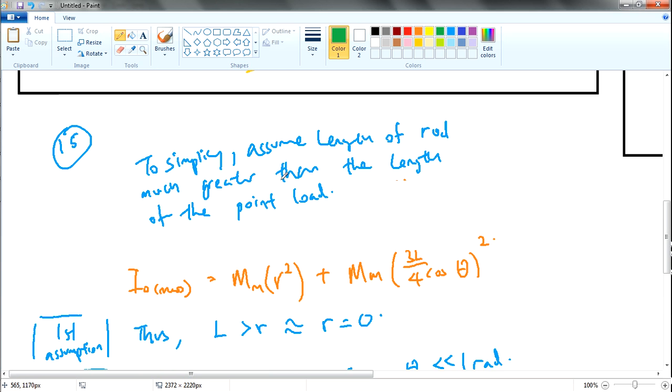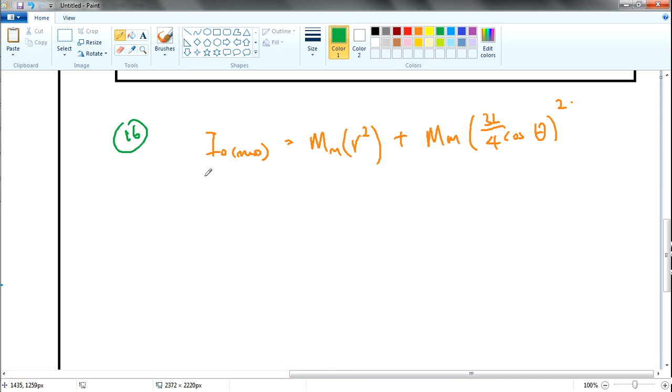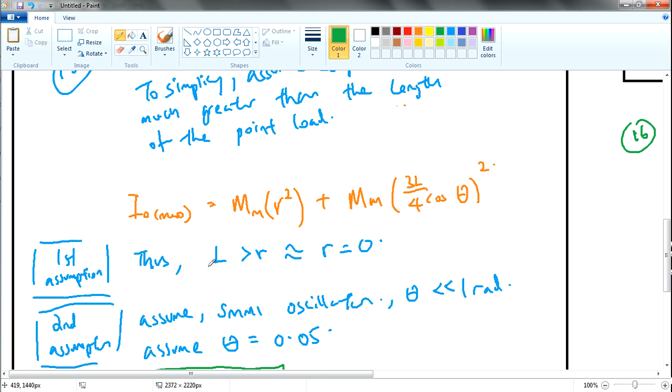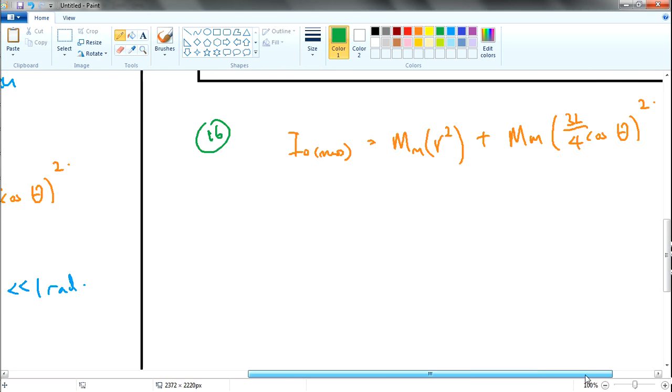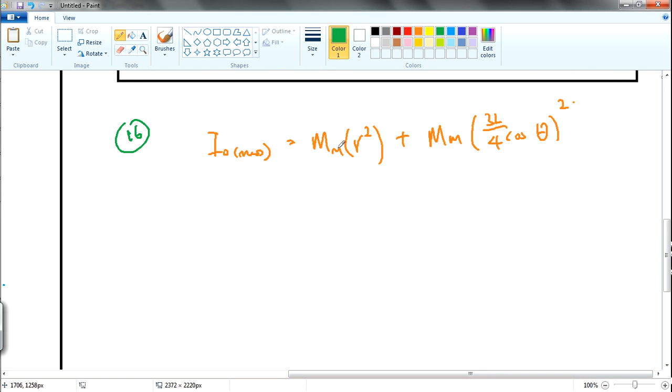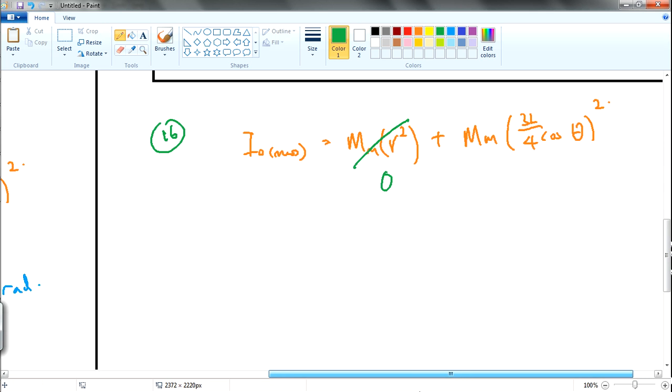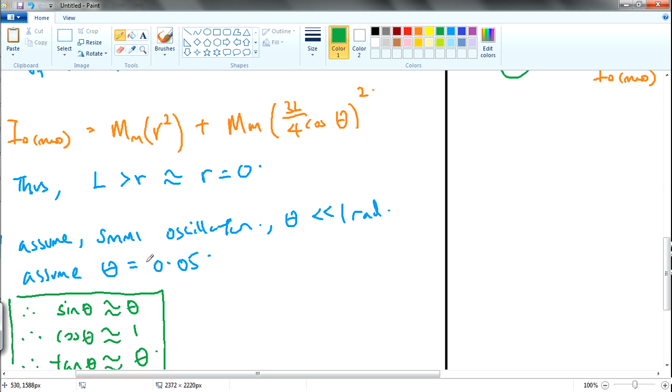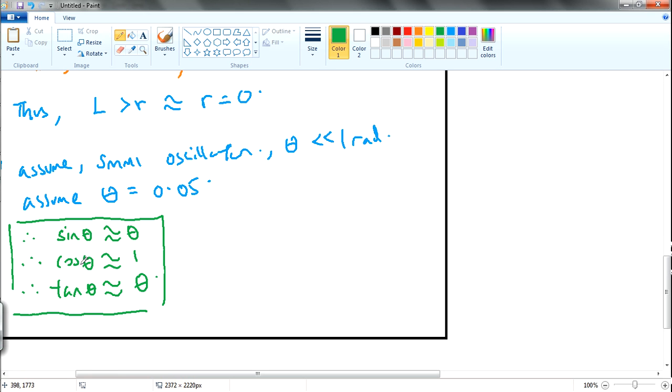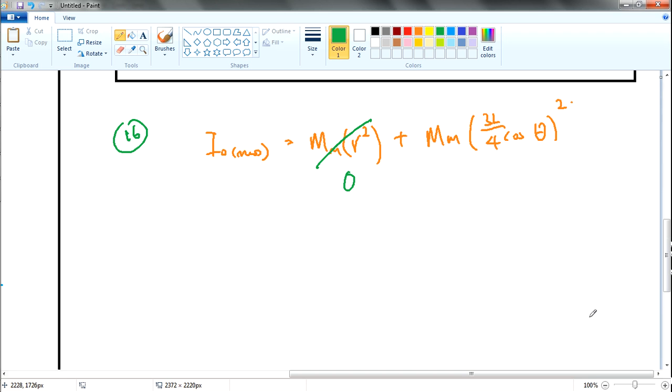Give me a minute now. So we have this equation over here. Let's simplify it using this. Since L is much greater than R, R is equal to 0, therefore this whole term will become 0. And when theta is assumed to be very, very small, 0.05, we can see that sine theta is approximately equal to 1. So therefore this whole thing becomes 1.